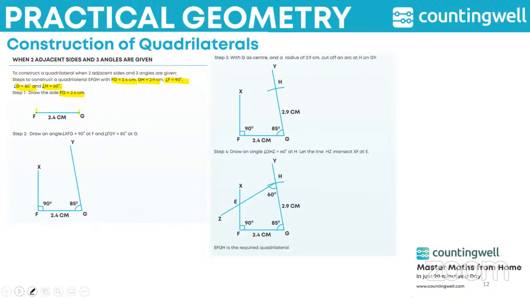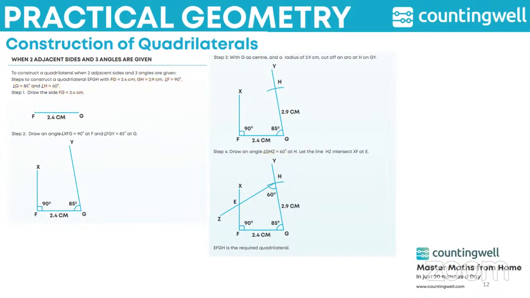And then we draw angle GHE equals to 60 degree, which is the angle H because angle H is also given. And this will intersect the line XF at E. So we have the required quadrilateral.